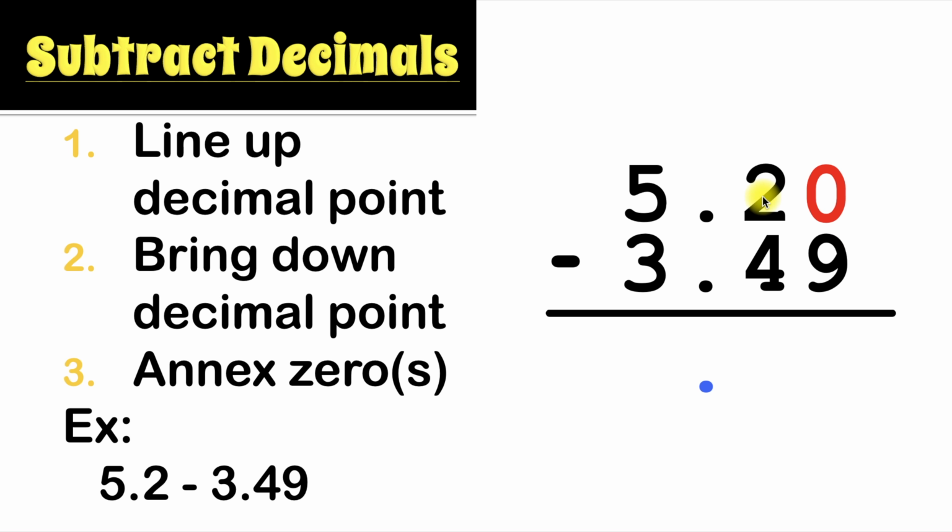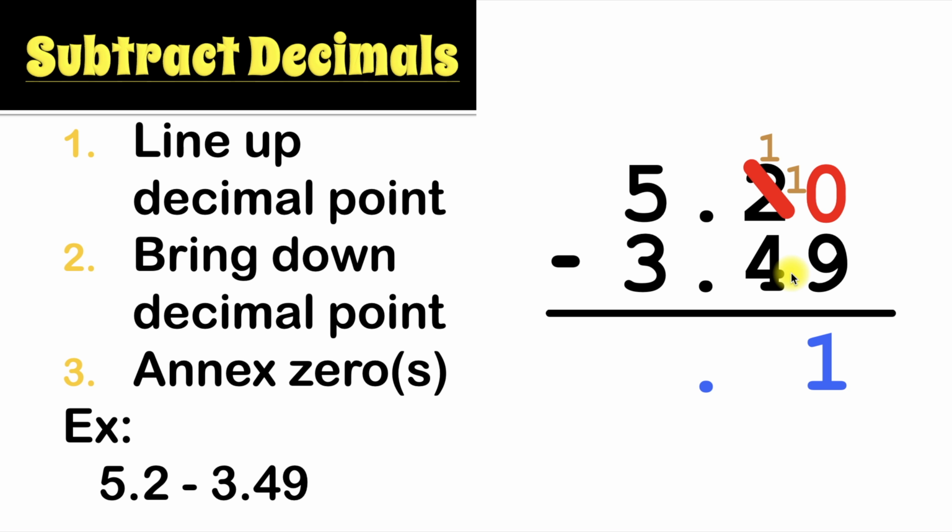And now that we've done that, we can start our subtraction, starting from the right column. Can we do 0 take away 9? No, we can't, because we have nothing to take away from. So we'll borrow from this 2. This 2 will become a 1, and this 0 will become a 10. So now we can do 10 minus 9, and that equals 1.